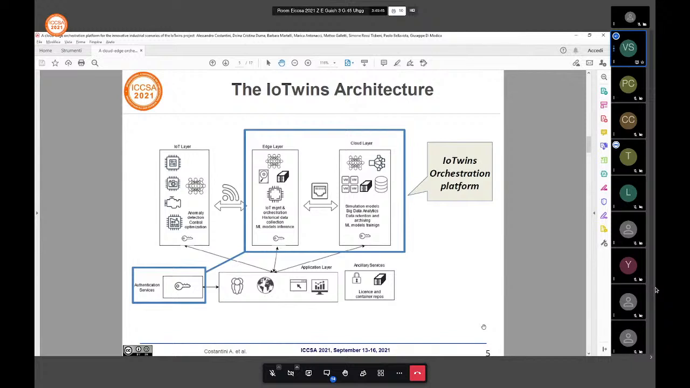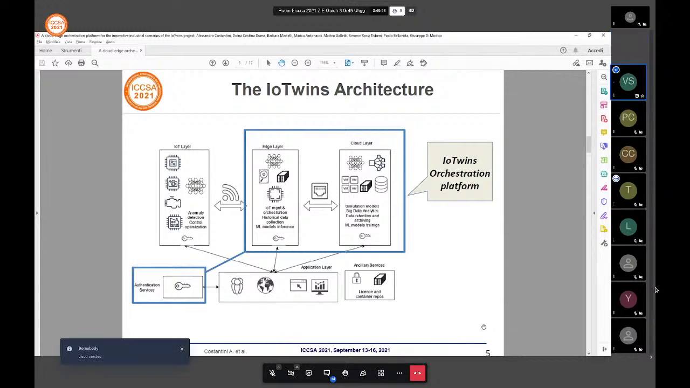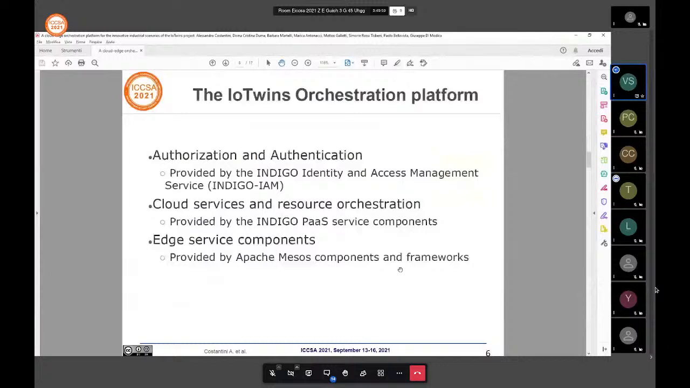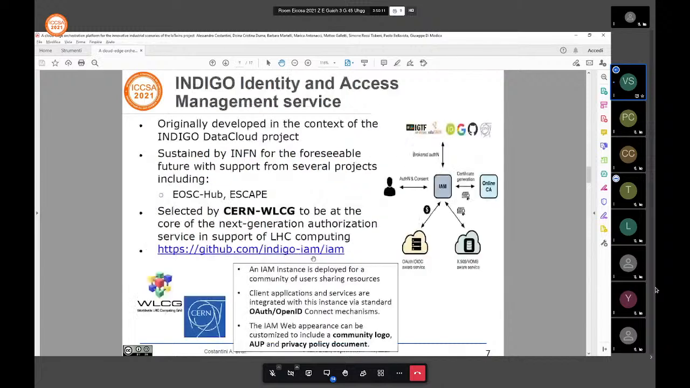Those services in blue are what is called the IOTwins orchestration platform, which integrates together the authentication, edge, and cloud layers and the related technology. Here is just a summary of the components that I showed you right now, and we are going to see in detail what they are.